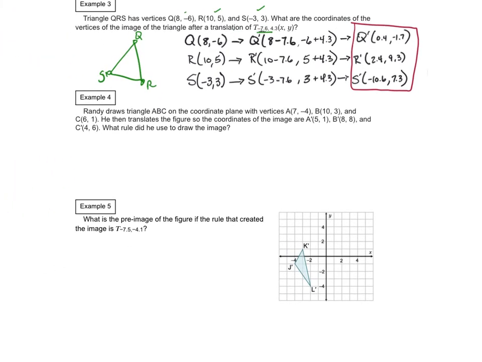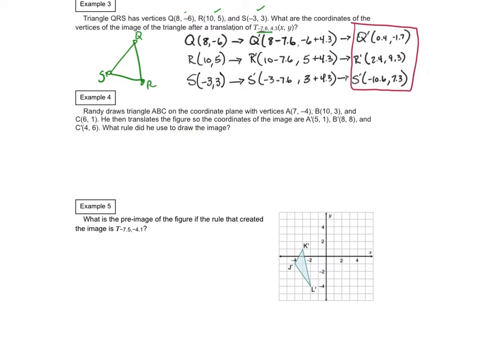Okay. In example number 4, let's see here. Randy draws a triangle ABC on the coordinate plane. They've given us the vertices, and then he translates the figure so that the coordinates of the new images are right here. What rule did he use to draw that image?